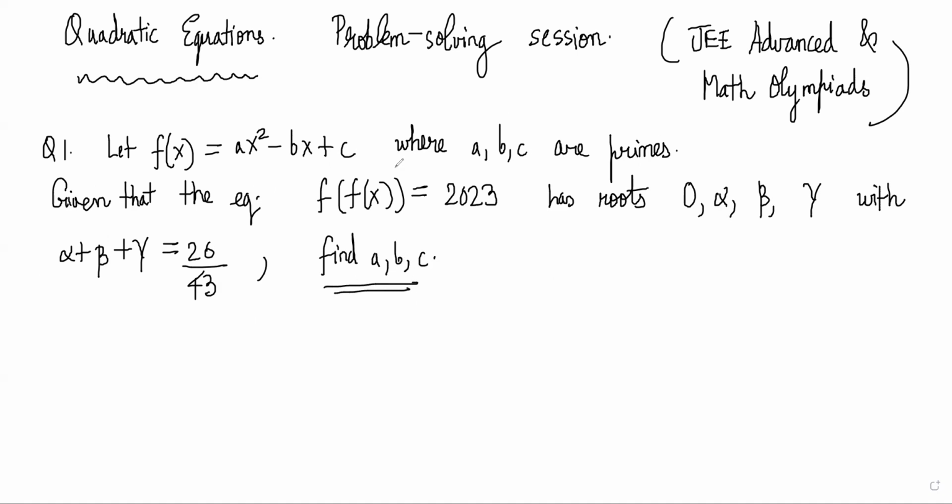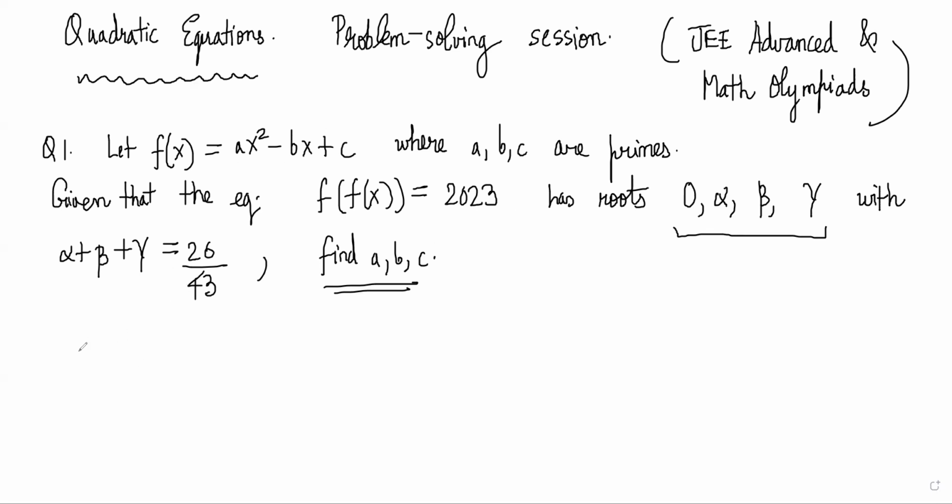Okay, so f of x is a quadratic and it is given that the coefficients a, b, c are all prime numbers, and f of f of x is equal to 2023 has 4 roots. Obviously, it should have 4 roots because f of f of x will give us a 4th degree equation, right? And they have also given us that alpha plus beta plus gamma is 26 by 43, and you are supposed to find out the values of a, b, and c, right?